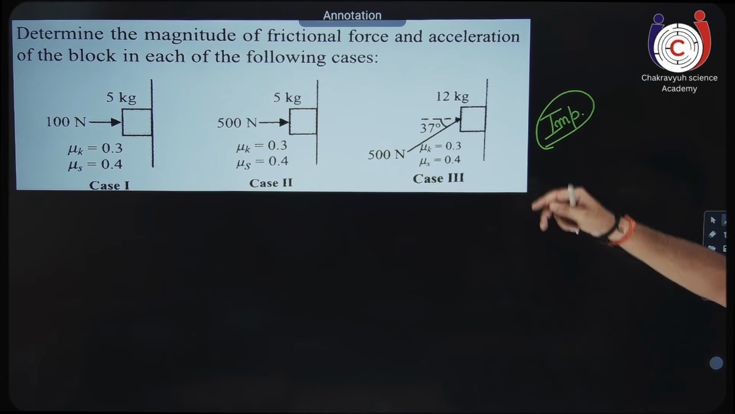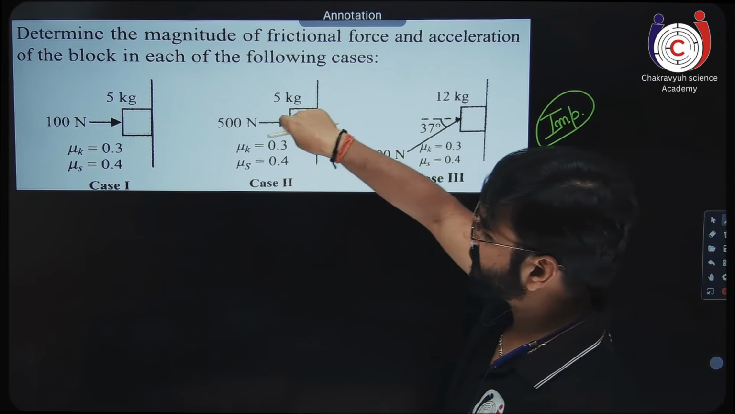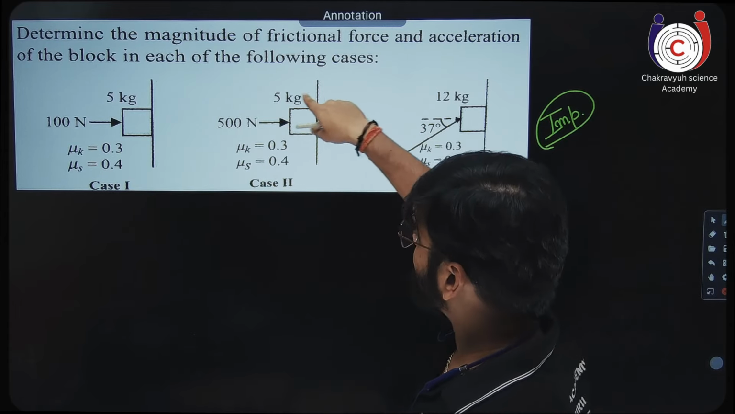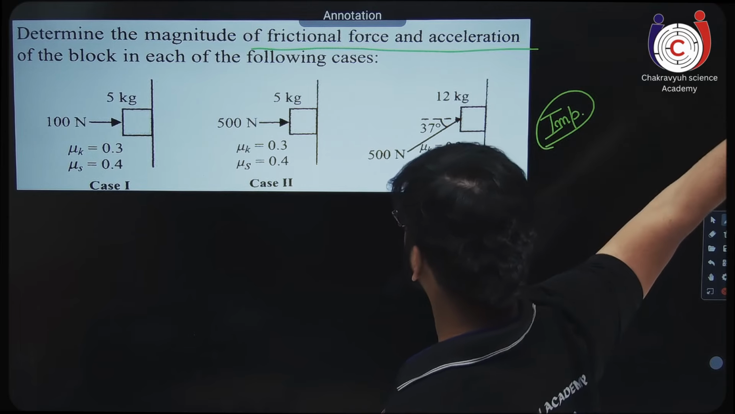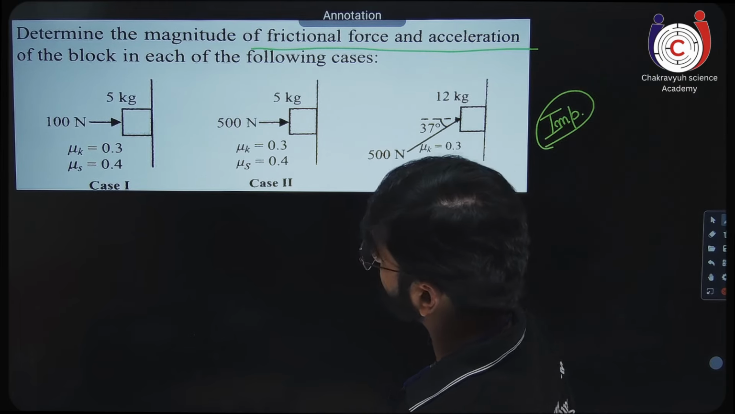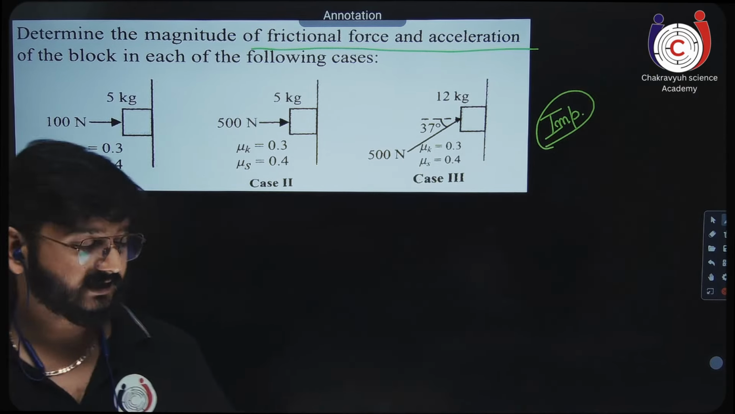No need to write the whole thing. Just draw the first case. Don't draw all 3 together. Draw the first case. In each case, what are we supposed to calculate? Magnitude of friction and acceleration. Let's discuss the first case.